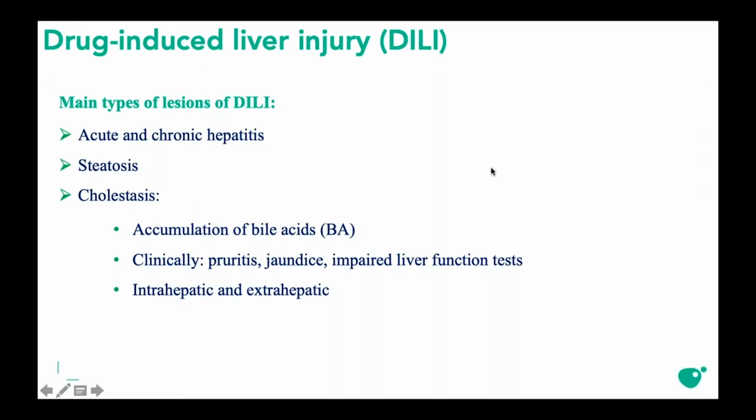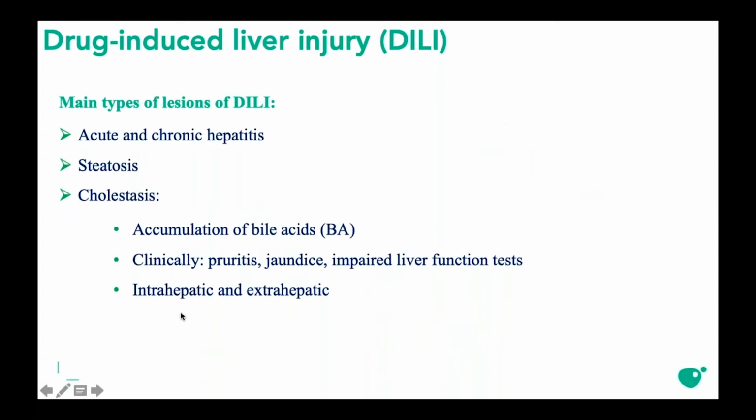Many hepatic lesions can be induced by drugs, including hepatitis and steatosis, but the most common manifestation of adverse drug reactions is cholestasis. Cholestasis can be defined as any situation of impaired bile secretion resulting in bile acid accumulation, either in the liver or in the systemic circulation. The clinical features of cholestasis include pruritus, jaundice, fatigue, nausea, and sometimes increased blood levels of some liver enzymes such as transaminase or bilirubin.